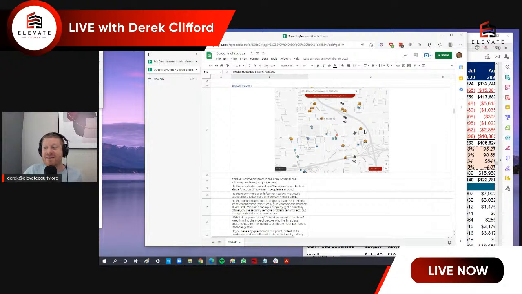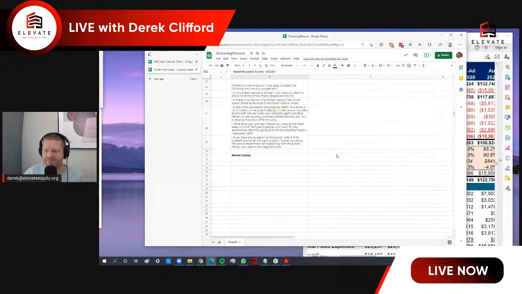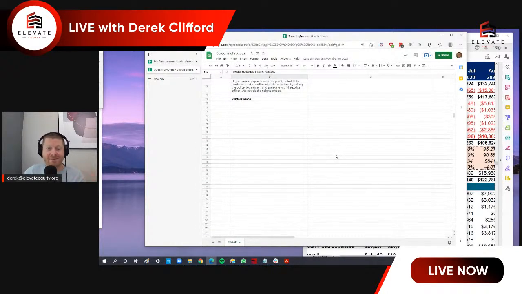So you want to consider violent crime. You definitely don't want to be buying in a place where people have been murdered, or where there's a pattern of really bad types of stuff going down. That's a really bad sign of buying in the wrong area. And then, of course, you want to look at rental comps as well.